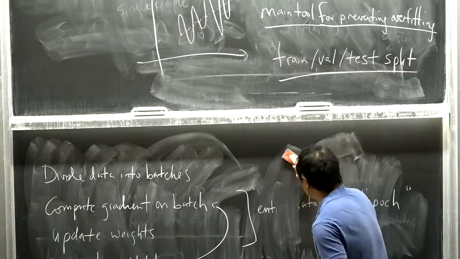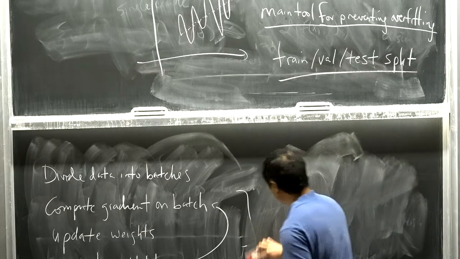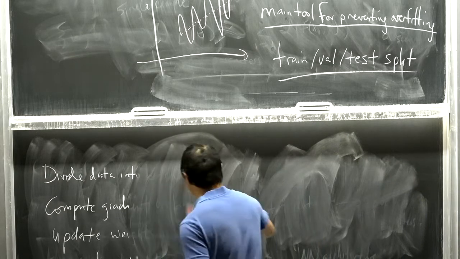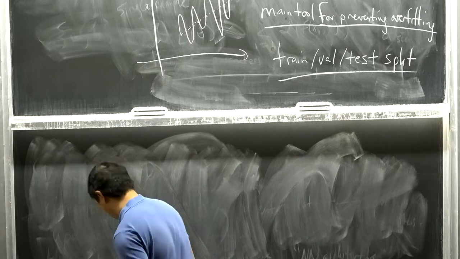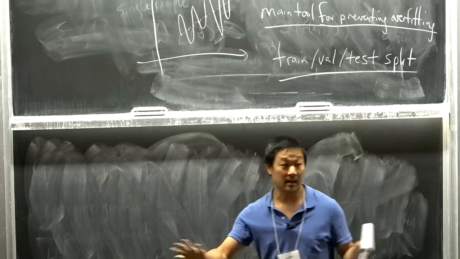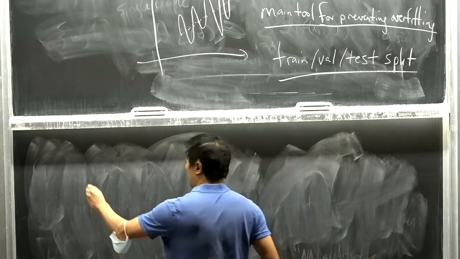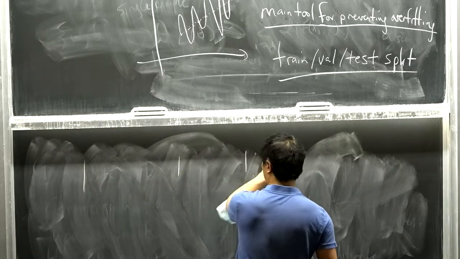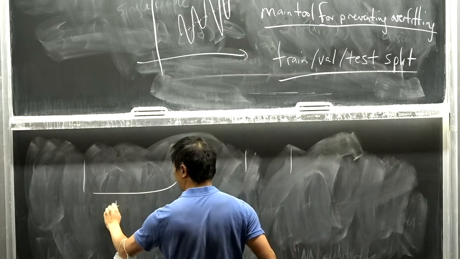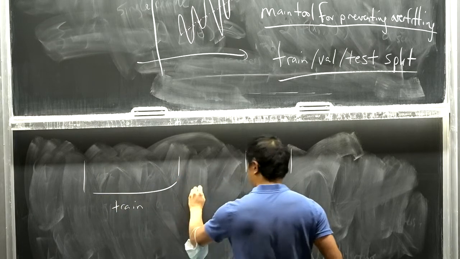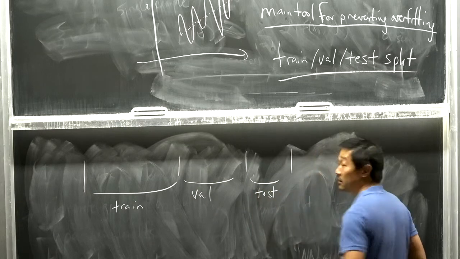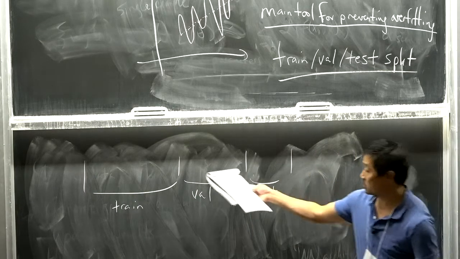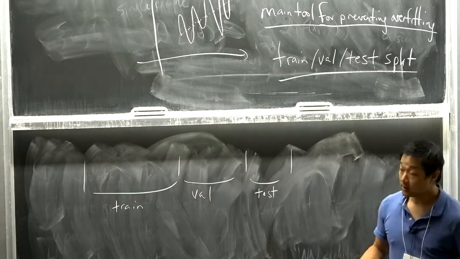Okay, and so that's what we do when we train these neural networks to make sure we're not overfitting. Again, this assumes that our data is IID, right? So then we divide our data into three chunks: the training set, the validation set, and the test set. Okay, and so these are all supposed to be statistically identical.